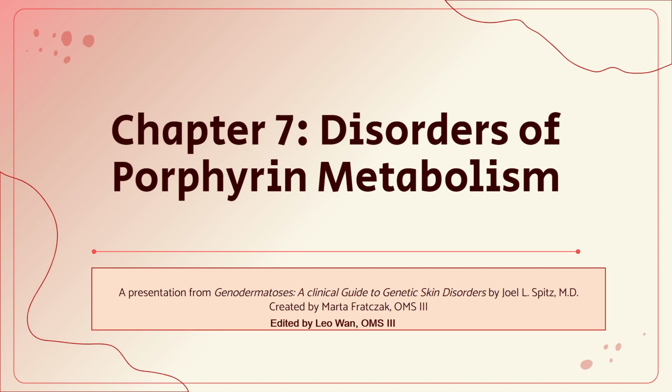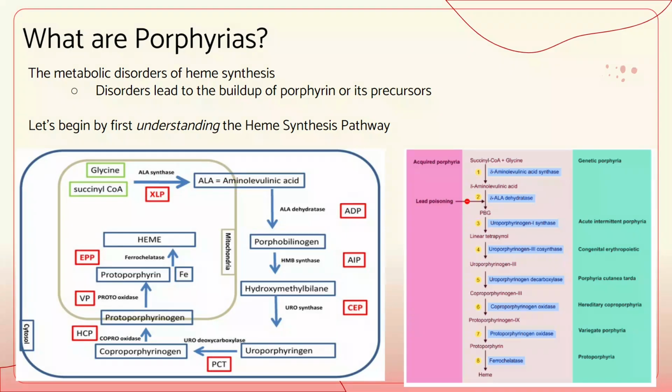We're going to talk about genodermatoses, continuing this pathway here. If we're using Joel Spitz's book as a guide, we're on chapter 7, and this is going to be porphyria metabolism. I find porphyrias very challenging. So what are they? They are actually metabolic disorders of heme synthesis. These disorders lead to a buildup of porphyrin and its various precursors, and understanding the heme pathway clues you into what porphyria disorder we're dealing with.